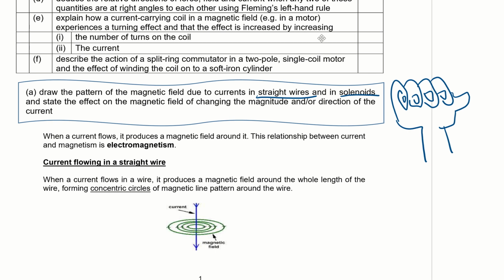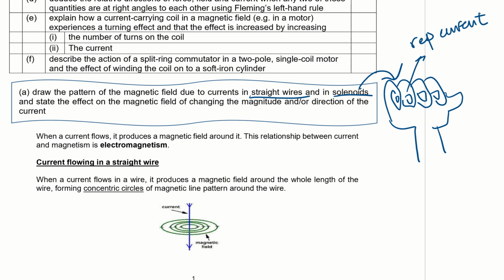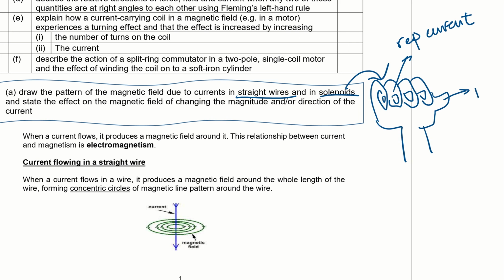This is the right hand grip rule. For a solenoid, the fingernails represent the current, and the thumb points in the direction of north. Later we'll be going through the right hand grip rule for solenoid. And state the effect on the magnetic field of changing the magnitude or direction of the current. So let's go into the concept.